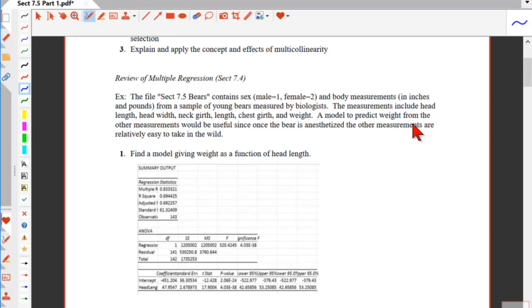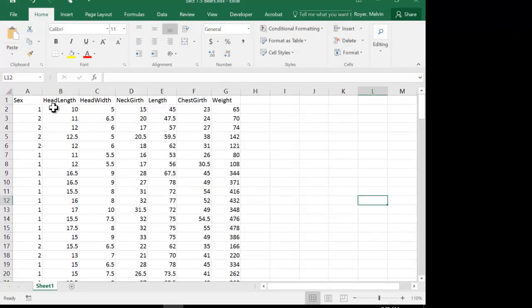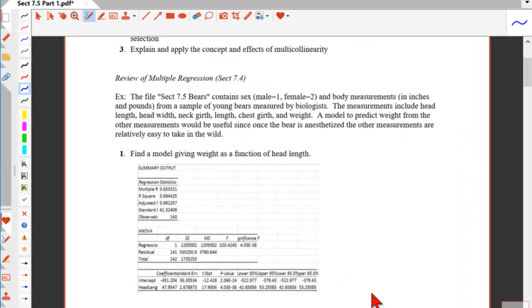So if you're collecting measurements like this, bears don't cooperate. So typically what's done is they're anesthetized, shot with a tranquilizer dart, and then body measurements are taken before the bear wakes up. Well, it's pretty easy to take some of these other measurements while the bear is just lying there. You can measure the length of its head or its width of its head or whatever. But bears that are sleeping don't climb on scales, and so it's difficult to take their weight. So if we had a model that gave the weight as a function of other quantities that were easier to measure, that could be useful.